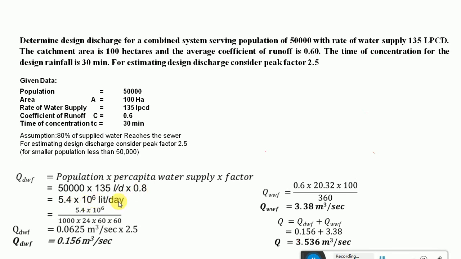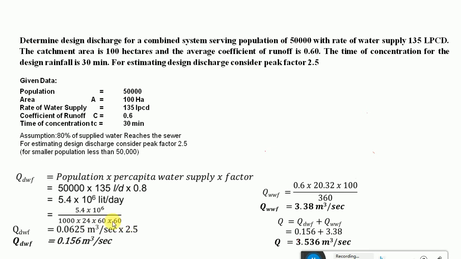So this liters per day we have to convert in terms of meter cube per second. So for converting liters to meter cube we are dividing it by 1000, and for converting into per second we have to divide this quantity by 24 into 60 into 60 to obtain the discharge in terms of meter cube per second.